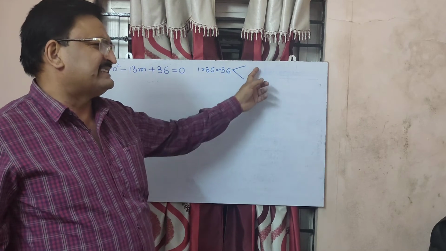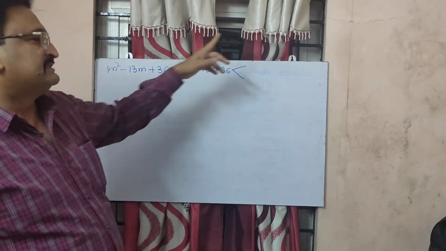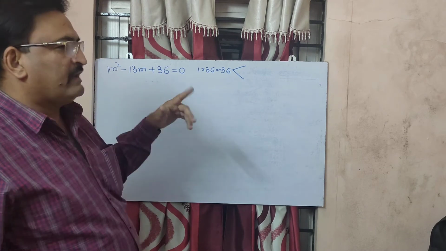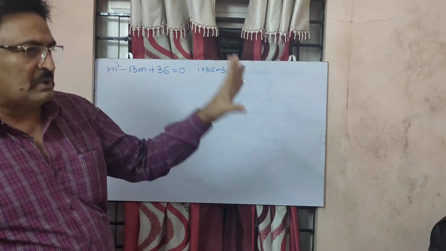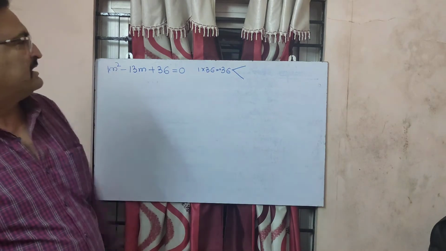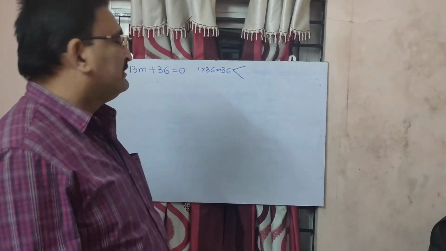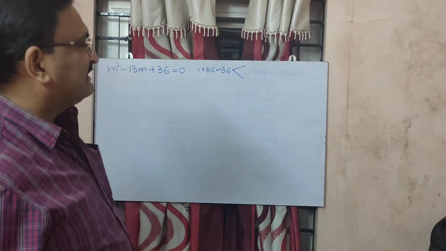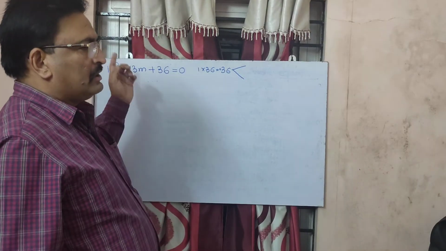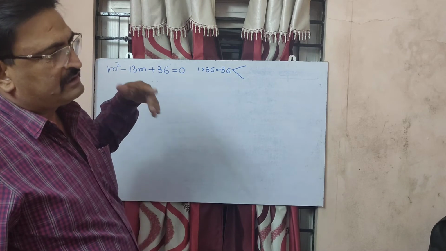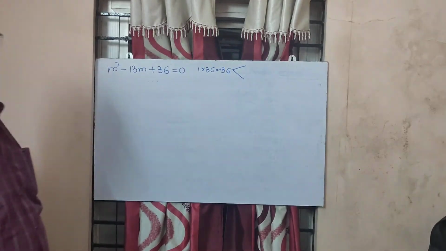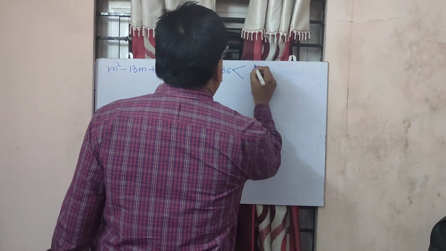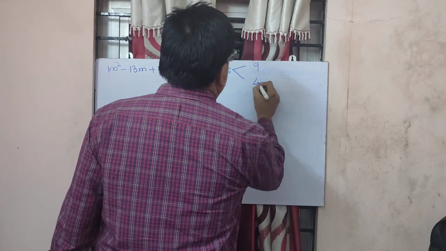Let us say 6 6s are 36, very correct, but 6 and 6 are 12, and we need 13. Wrong. Take another. 12 3s are 36, very correct, but 12 and 3 becomes 15, or 12 minus 3 becomes 9. It is not possible. It should be 13. So what do we take? 9 4s are 36.